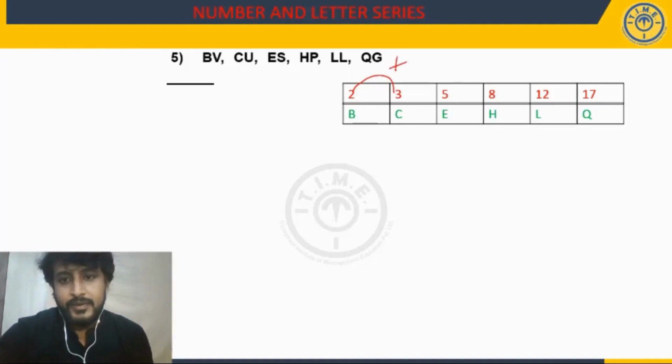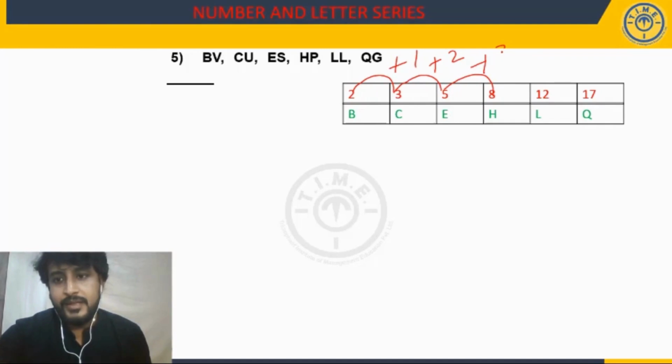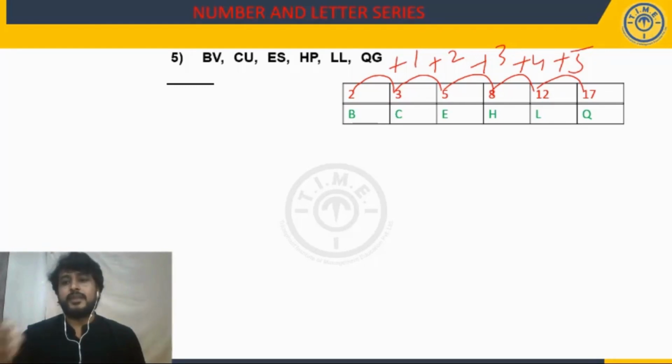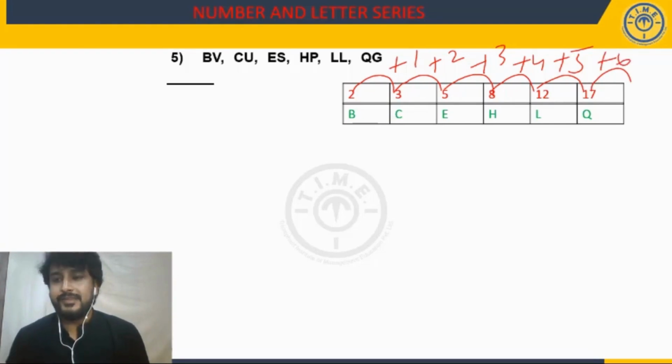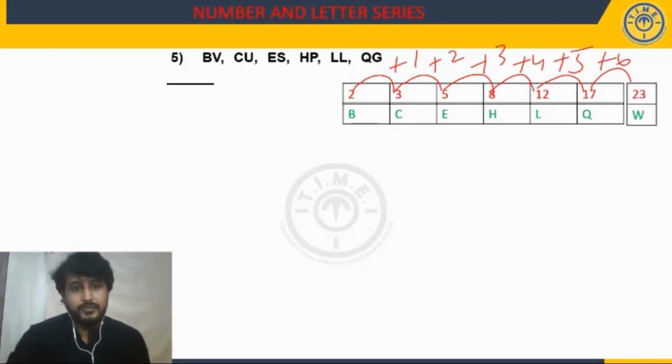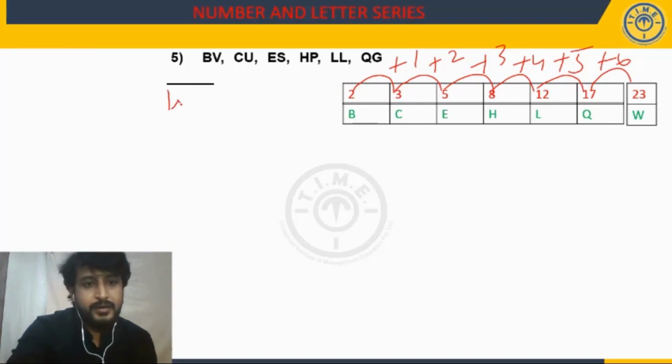Now identify the logic. 2 and 3 plus 1, 3 and 5 plus 2, 5 and 8 plus 3, 8 and 12 plus 4, 12 and 17 plus 5. So plus 1 plus 2 plus 3 plus 4 plus 5, consecutive natural numbers. So next will be plus 6. So what is 17 plus 6? 23. So which letter place value is 23? W. So first letter will be W.